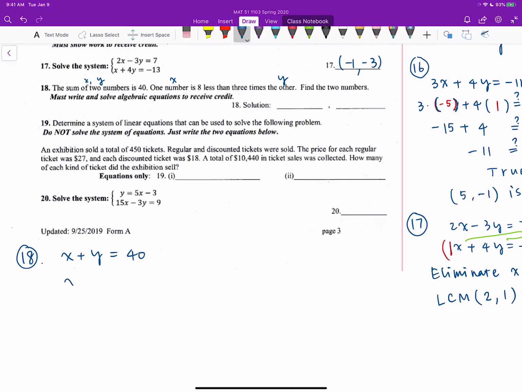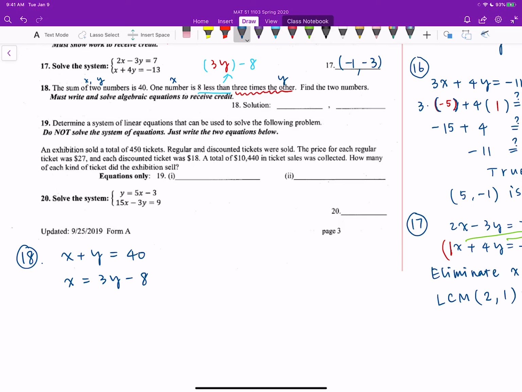One number, that is x, is equal to, then "less than". So notice that this "less than" has to be translated to something minus 8. And then that something is what follows "less than". In this case, it is 3 times the other, so 3y. Therefore, on the other side, we have 3y minus 8. So you just have to translate piece by piece. These are the two equations.